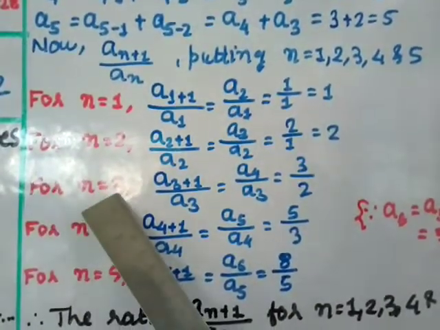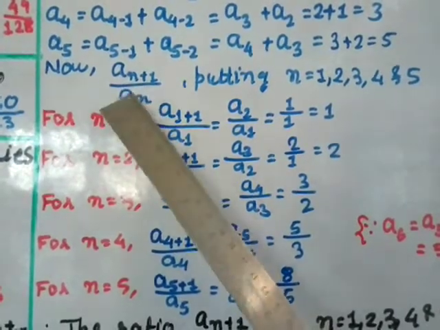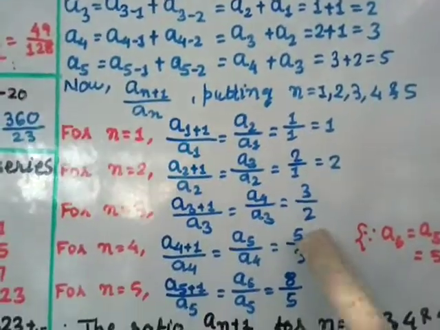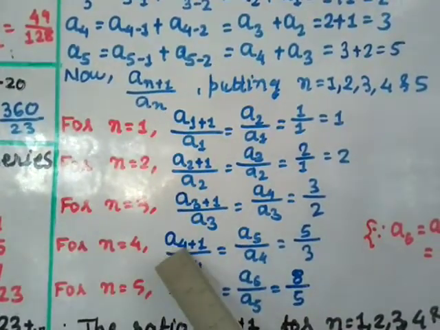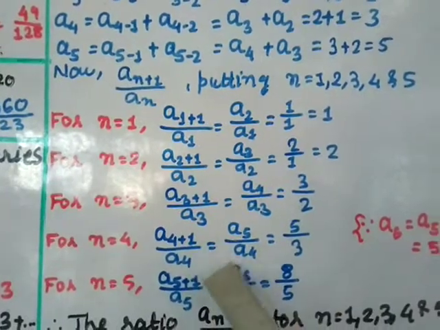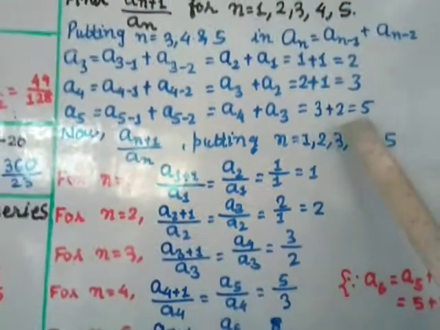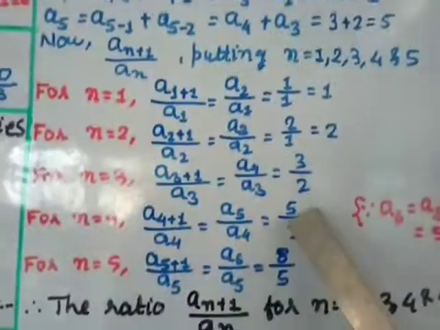Then n equal to 3. So you put 3 plus 1, so a3 plus 1 divided by a3, equal to a4 divided by a3. The a4 value is 3 and the a3 value is 2. So 3 by 2. Okay. Now for n equal to 4, put 4 here and here. So a4 plus 1 by a4 equals a5 by a4. The a5 value we have found here as 5, divided by a4, which we have also found as 3. So it is 5 by 3.